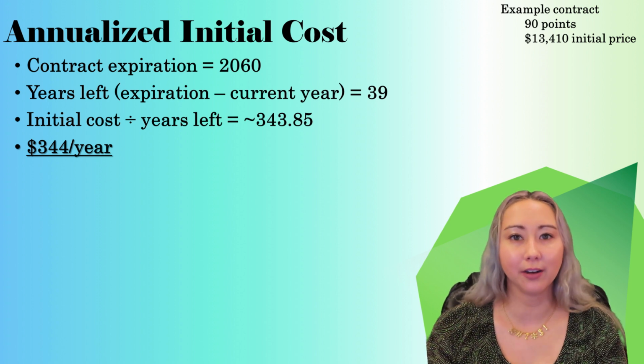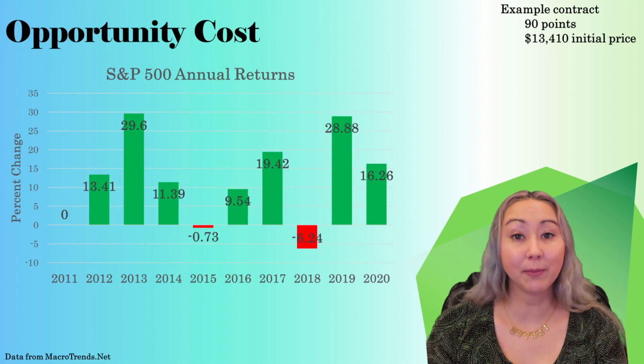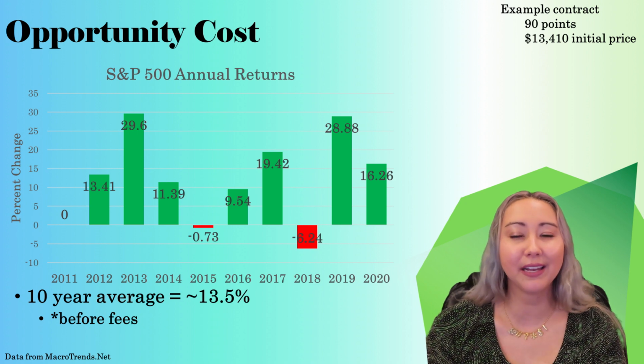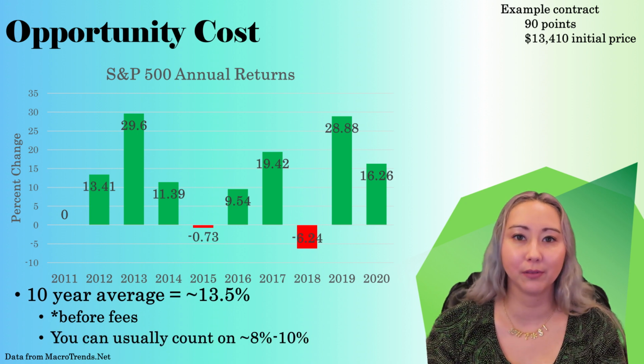Next, there's opportunity cost. Here I am showing you the last 10 years performance of the S&P 500. From this last 10 years, the average growth rate has been about 13.5%. But note, that is without fees. In general, and this is a vast oversimplification, but since the Great Depression for the S&P 500, you can count on about 8 to 10% growth.